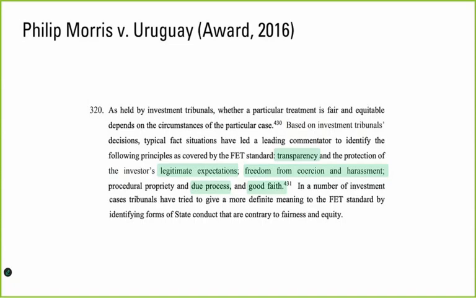Just know that it's not just about the legitimate expectation. You can also, again, if there is a big violation of due process, claim a violation of fair and equitable treatment. So it's not just about legitimate expectations. But legitimate expectations are often raised because it's quite easy to say that you had expectations and they have not been met. So this is just for you to know that there are several components.